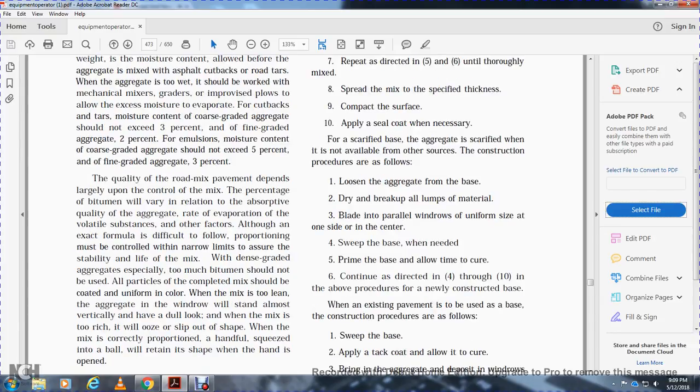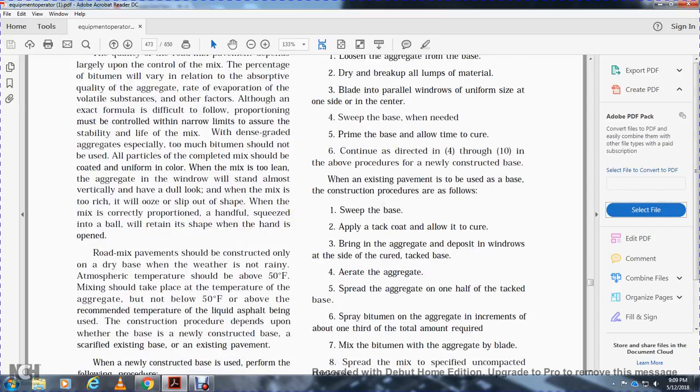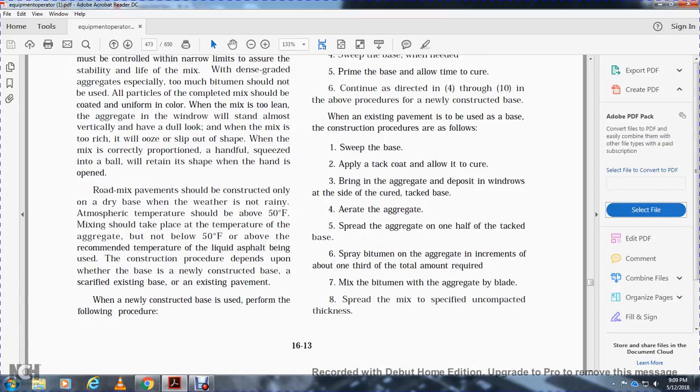Every particle of the mixture should be coated with a uniform color. With a lean mix, the aggregate in the windrow will stand almost vertical and have a dull look. If the mix is too rich, it oils and slips over the shape of the windrow. If the mixture is correctly proportioned, a handful squeezed into a ball will retain its shape when the hand is opened. Road mix pavements should be constructed only on a dry base when the weather is not rainy. The atmospheric temperature should be above 50 degrees. Mixing should take place with the aggregate temperature not below 50 degrees above the recommended temperature.